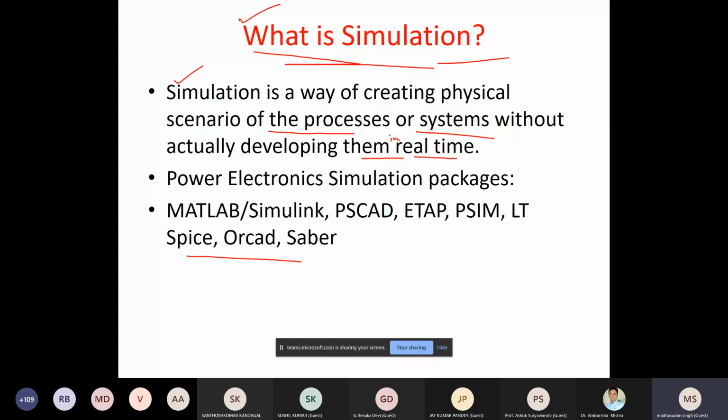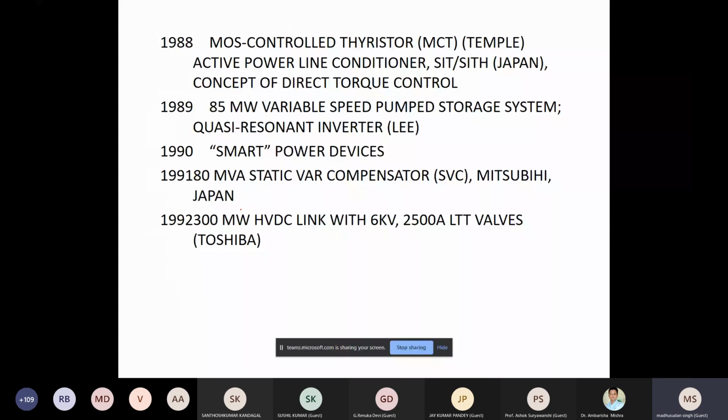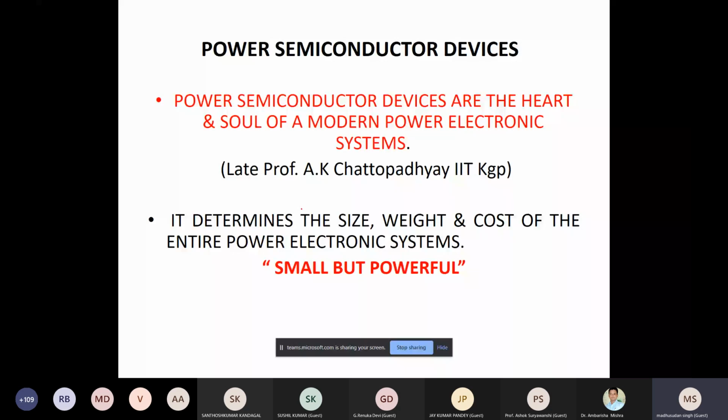LTspice is nowadays mostly used for modeling of PSDs, power semiconductor devices, especially if you want to model them with their characteristics and all. We use mostly LTspice, and somebody was telling recently that LTspice models can also be linked with a MATLAB model. So your overall system could be in MATLAB, and devices could be modeled through LTspice, so that you get almost the real-time characteristics of devices in your actual systems. So this is all about the software, and now let us talk more about power semiconductor devices. As I said, they are the basic building block for power electronic systems.